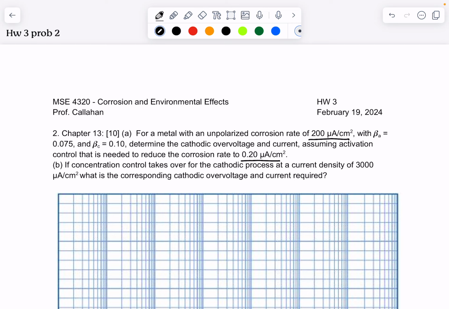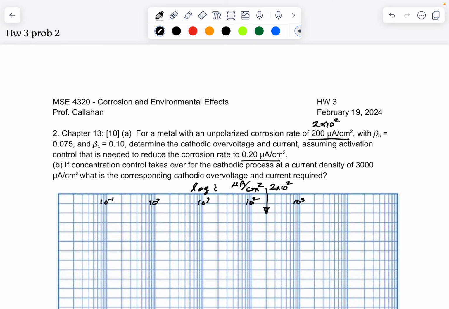This axis is the log of the current density. I'm going to use units of microamps per square centimeter. And this value right here is 2 times 10 to the 2 microamps. So let's make this value right here 10 to the 2 microamps. Let's make this one 10 to the 3, 10 to the 1, 10 to the 0, 10 to the minus 1, and so forth. So 2 times 10 to the 2 is going to correspond to this current.